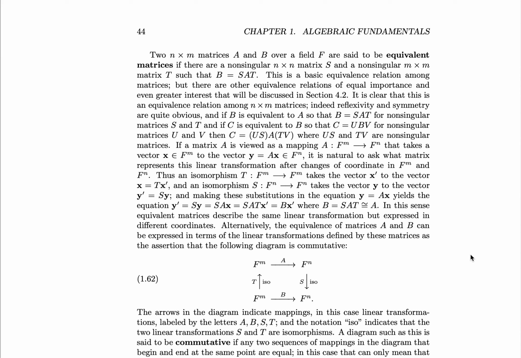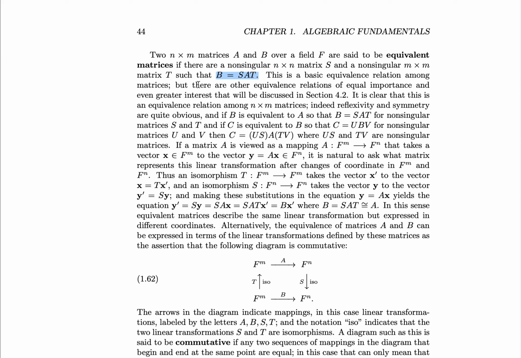We say that two n by m matrices A and B over field F are equivalent matrices if there exist non-singular, i.e. invertible, matrices S and T of the appropriate sizes, such that B is equal to SAT. This is a basic equivalence relation among matrices. However, there are other equivalence relationships that are of equal importance and even greater interest that we will discuss later.